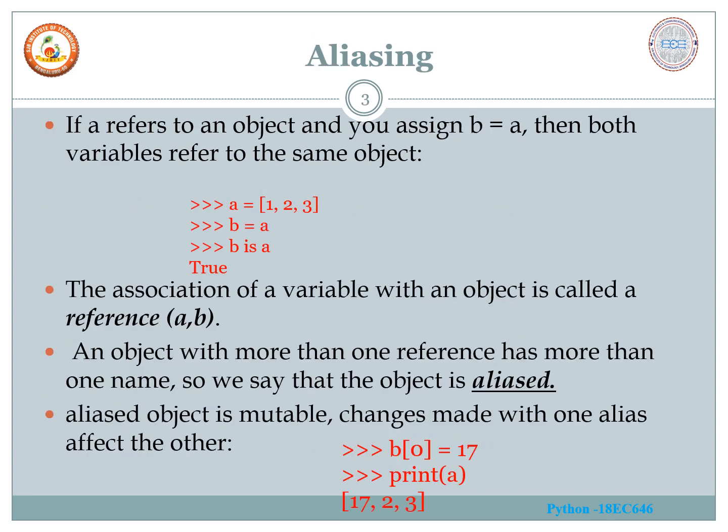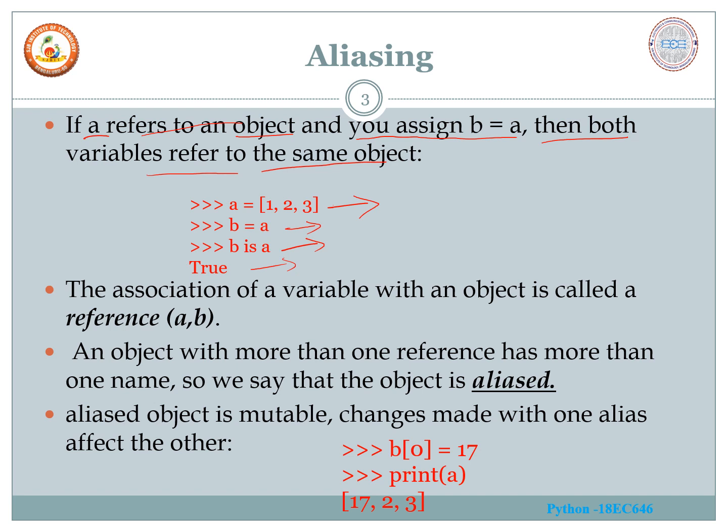Now let us discuss the aliasing concept. If A is a variable referring to an object and you assign B is equal to A, then both variables refer to the same object. That means it is a reference of one variable to another variable. Consider A is equal to 1, 2, 3, a list. If I assign B is equal to A, then the content and value are identical, and the object is the same. So B is A will return True.